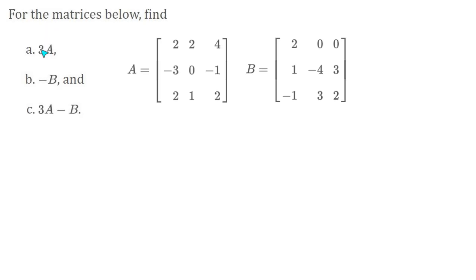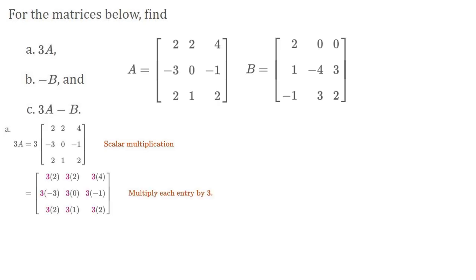So here we're multiplying 3 times A. 3 is what we call the scalar. And so what that means is you're going to multiply every single element in the matrix A by 3. So that's going to be 3 times 2, 3 times 2, 3 times 4, 3 times negative 3, 3 times 0, and so on. Here you can see where we're multiplying by 3 to every single entry. And so we end up with 6, 6, 12, negative 9, 0, negative 6, 3, and 6.